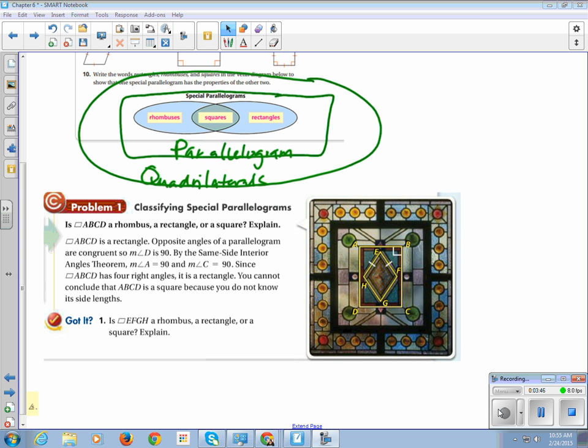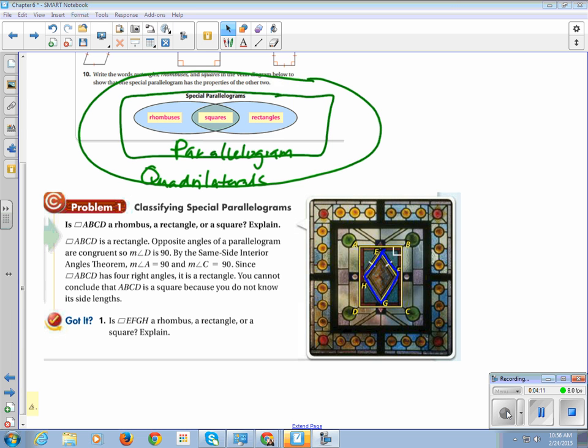All right, so now let's look. E, F, G, H. We are looking at, is it a rhombus, a rectangle, or a square? And we have to explain it. Some of my students last week did not explain, so they got it wrong.